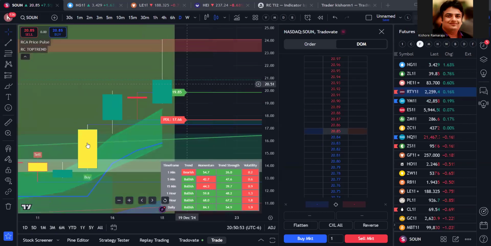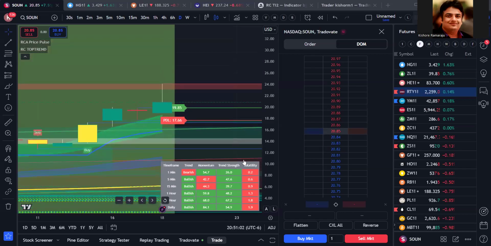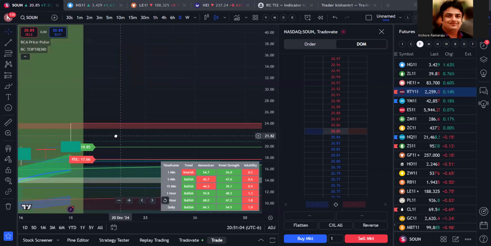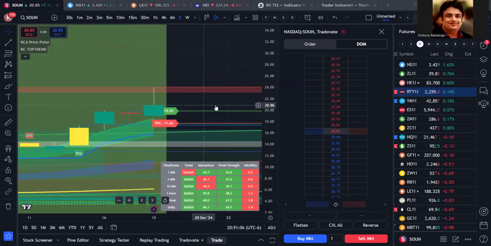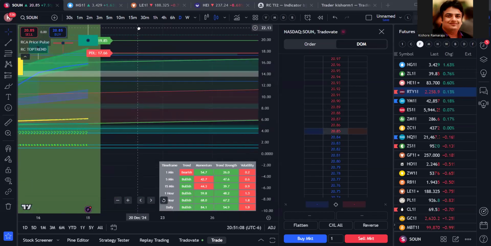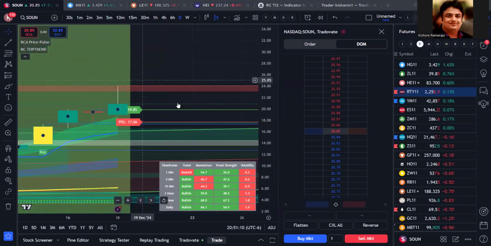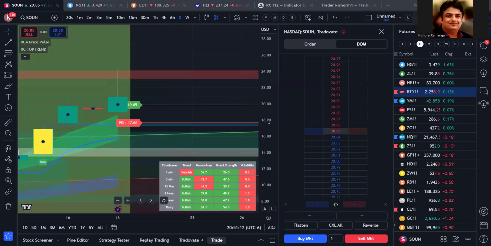As of now, SYUN is still bullish. We got a buy at $13, and now it is nearly $21 in the last 4 days. As of now, there are no sell orders. So yeah, it is still looking good. It is still bullish in all time frames.